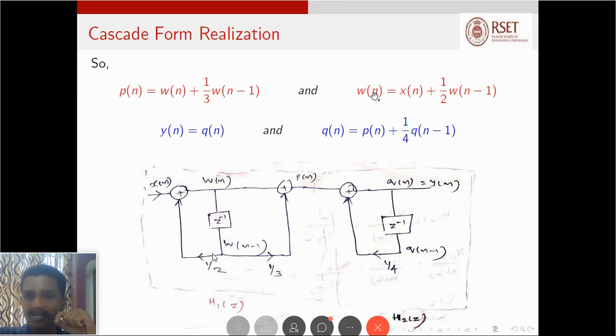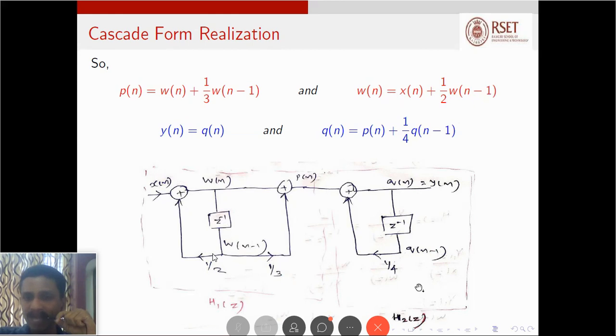Similarly, w of n is equal to x of n plus 1 by 2 w of n minus 1. So if you are introducing the corresponding delay element, you will get w of n minus 1 here. Multiplying this with 1 by 2, you will get 1 by 2 w of n minus 1. If you are adding this with x of n, you will get w of n. This is the realization of h1 of Z.